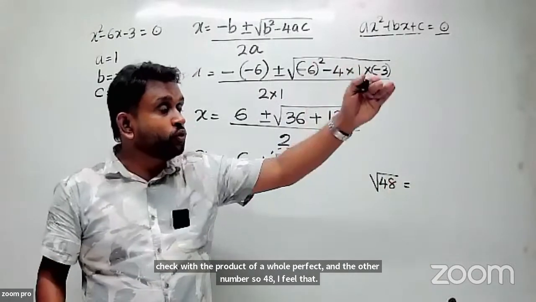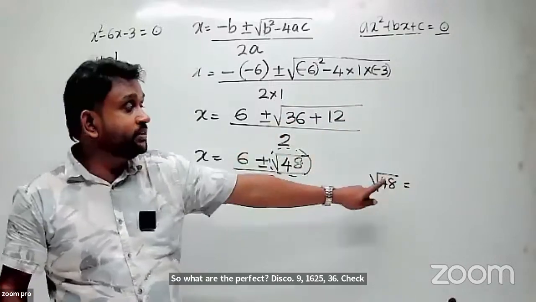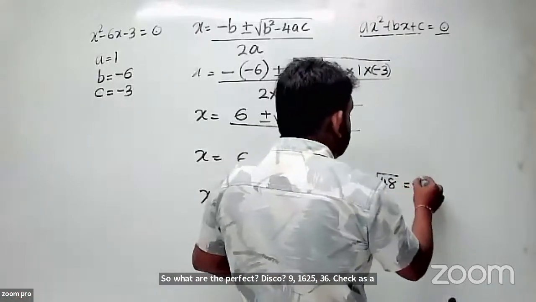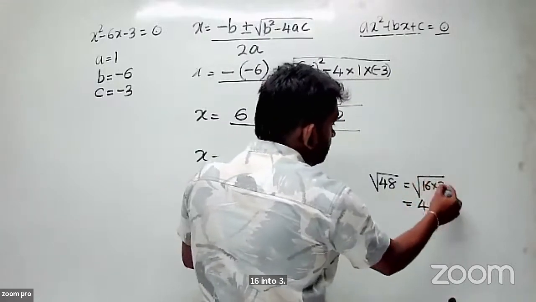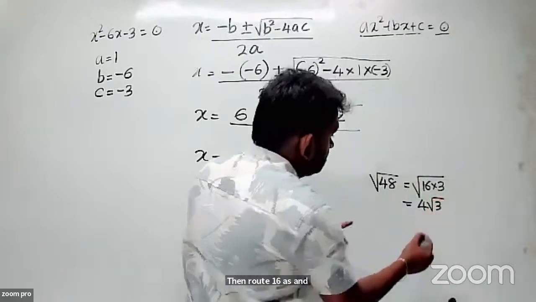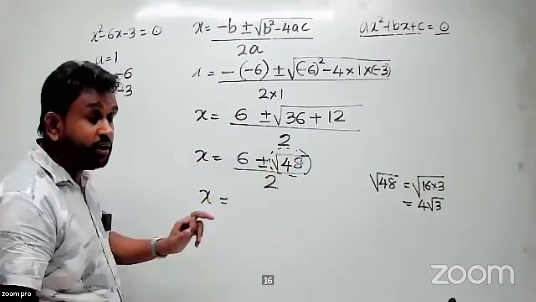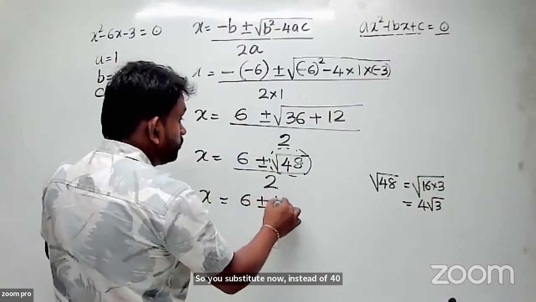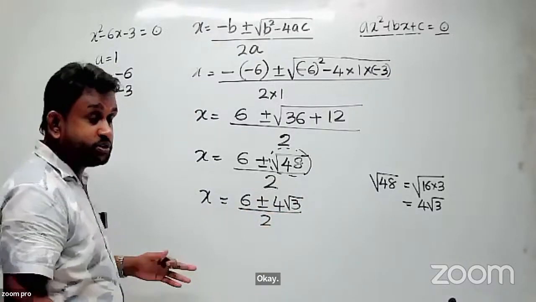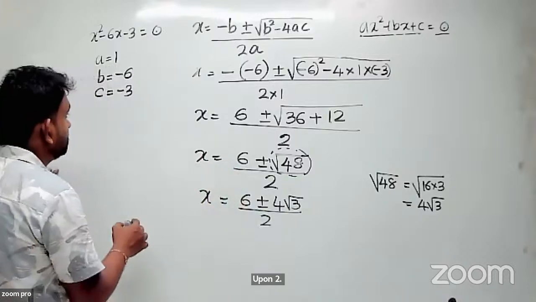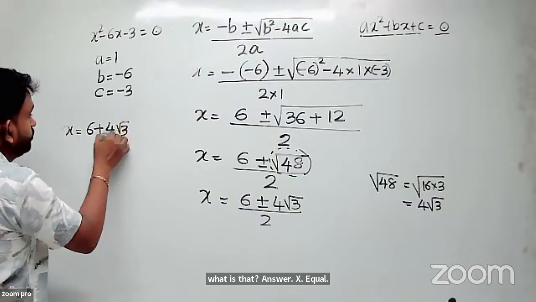So what are the perfect squares? 4, 9, 16, 25, 36. Check 48 as a product of such a number. So it is 16 into 3. Then root 16 is 4, and the root of 3 stays. So 4 root 3. Substitute it instead of 48, upon 2. Now there are two options, positive and negative, so take one answer. X equals 6 plus 4 root 3 upon 2.